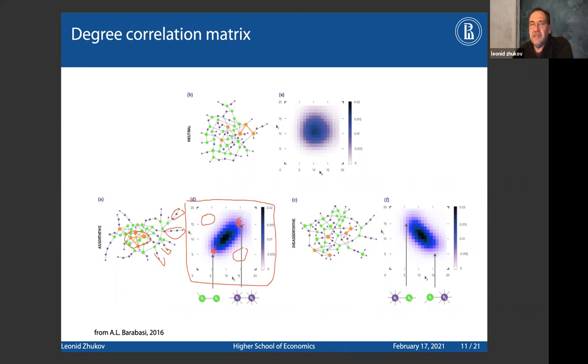Now, on the right-hand side, it's the opposite. Notice that we almost don't have chains here, and quite often nodes of higher degrees are connected to nodes of lower degrees. That is reflected in this degree correlation matrix, where low degrees connect with high degrees. And then there is this neutral type of graph where things are connected quite randomly, so high degree nodes connect with low degree nodes and the other way around. So that's what this correlation matrix looks like.